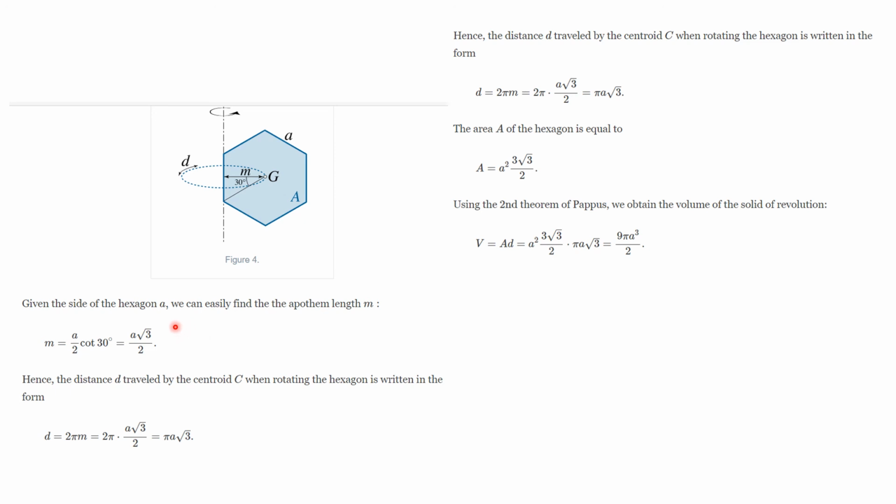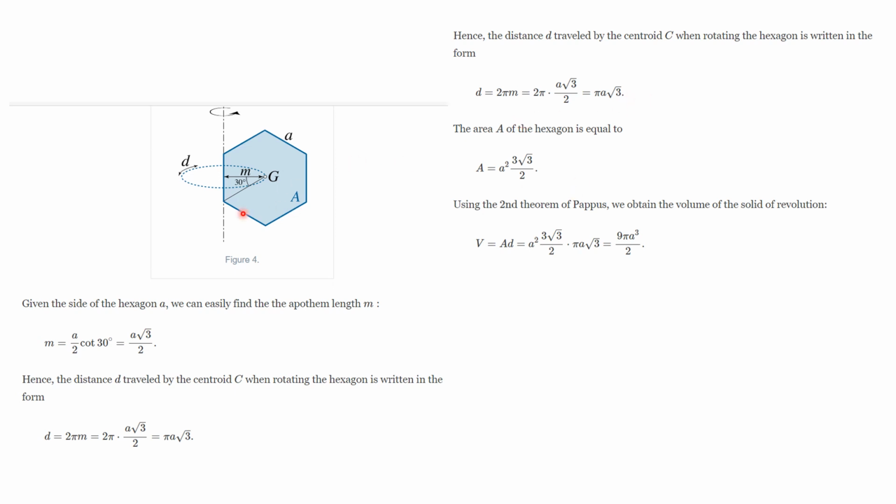Okay, so given the side of the hexagon is A, we can easily find the apothem length. This is actually called the apothem. You don't have to know the name, but that's the distance you need to know. So M is equal to A over 2 times the cotangent of 30 degrees. That's going to be A over the square root of 3 over 2. So the distance traveled by the centroid when rotating the hexagon is 2 pi m, which is 2 pi times this, which is pi A times the square root of 3. So that is the distance, pi A times the square root of 3.